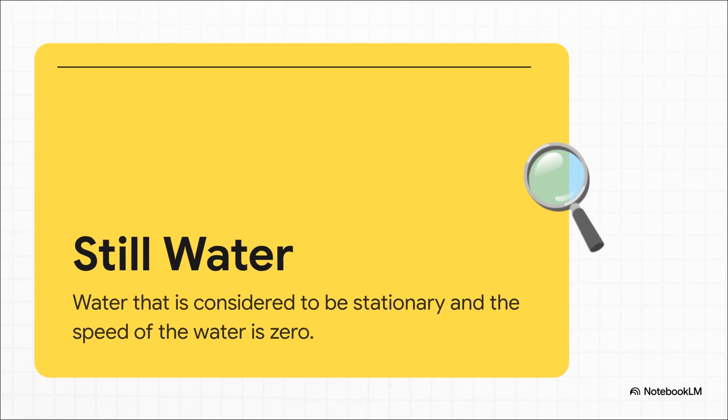Now, still water, that's our baseline. It's the boat's true speed, its own power. Imagine it in a perfectly calm lake with no current at all. We need this number to figure out everything else.